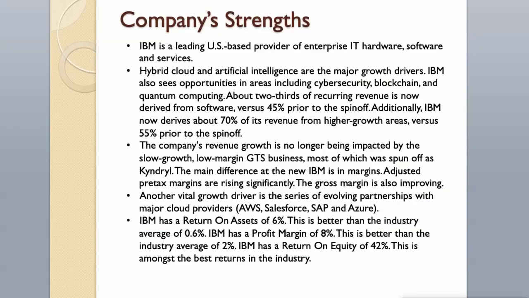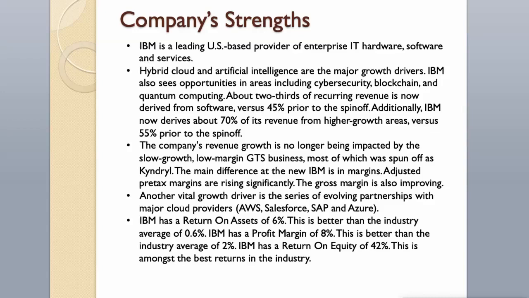Company's strengths. IBM is a leading US-based provider of enterprise IT hardware, software and services. Hybrid cloud and artificial intelligence are the major growth drivers. IBM also sees opportunities in areas including cybersecurity, blockchain, and quantum computing. About 2/3 of recurring revenue is now derived from software, versus 45% prior to the spinoff. Additionally, IBM now derives about 70% of its revenue from higher growth areas, versus 55% prior to the spinoff.